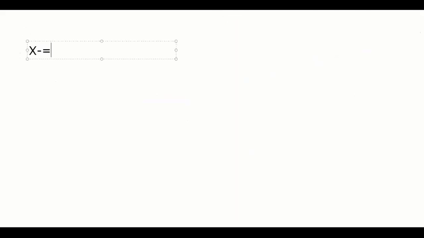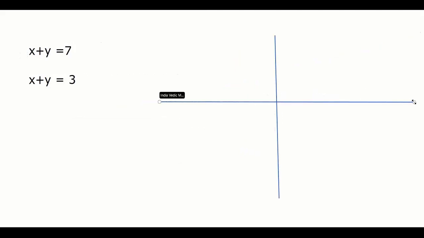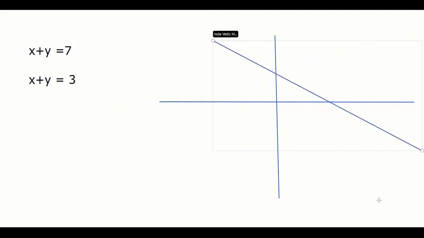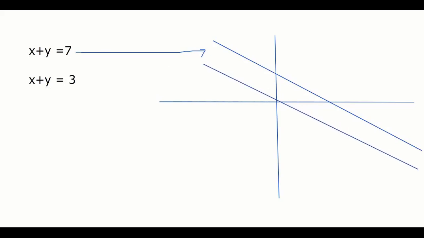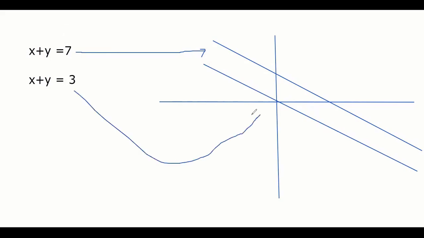suppose मैं ऐसा बनाता हूँ, x plus y equal to 7, x plus y equal to 3. When you draw this, everybody listen very carefully. When you draw this, क्या होगा? You may get like this, that x plus y equal to 7, suppose you're getting like this. This is the equation for this one. X plus y equal to 3, you may get like this. So, this is x plus y equal to 3. So, what kind of lines are they?